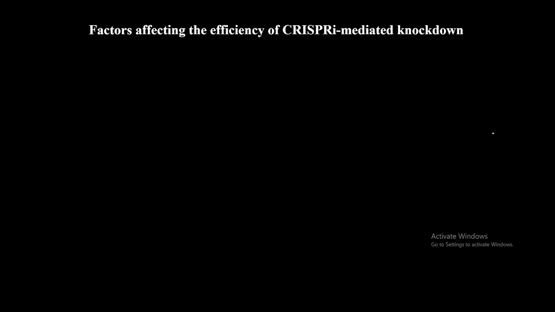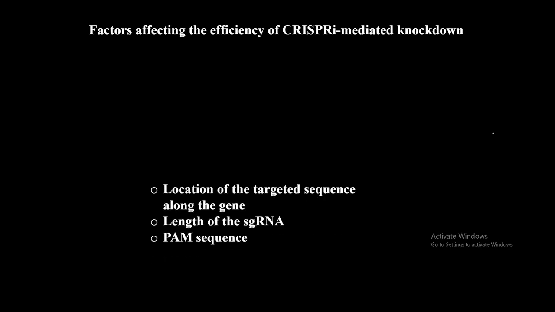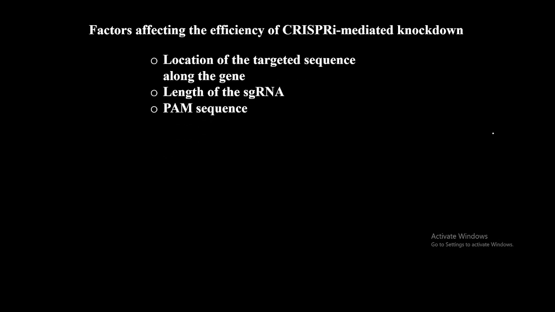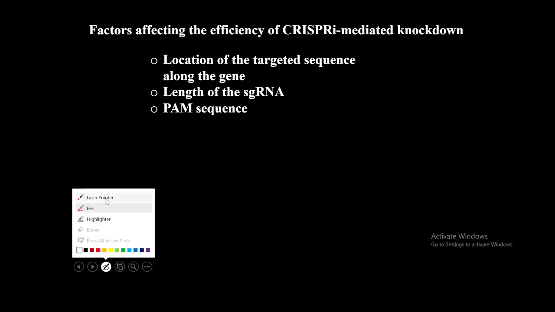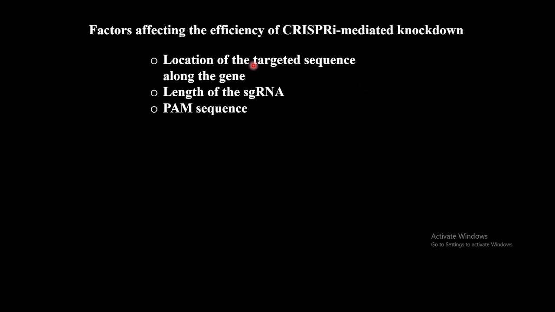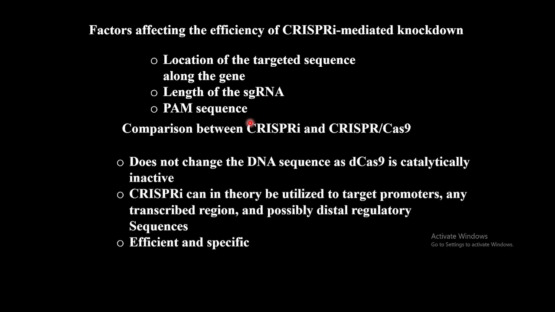So what are the factors which affect the efficiency of CRISPR? The location of the targeted sequence, meaning whether you are targeting your promoter region or the coding region. The length of the sgRNA, which should typically be 20 to 25 nucleotides long, and the PAM sequence. If the PAM sequence is very common, then you will have off-target effects.